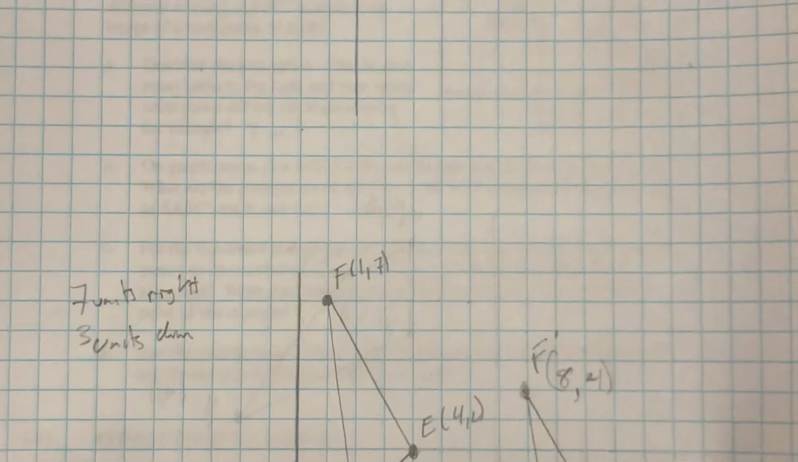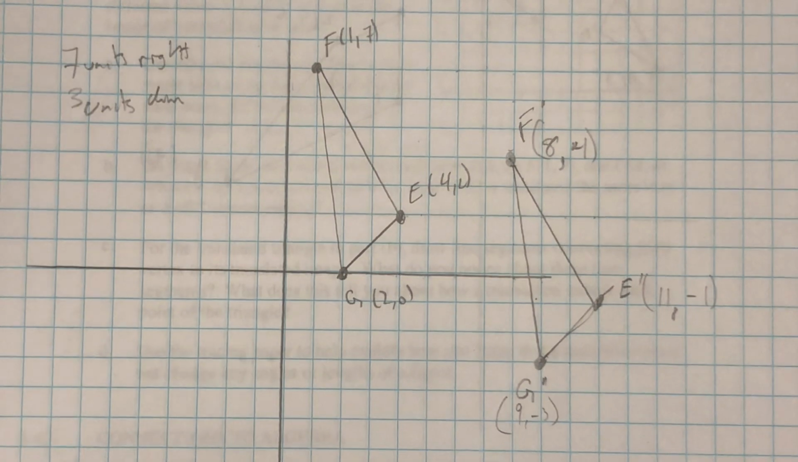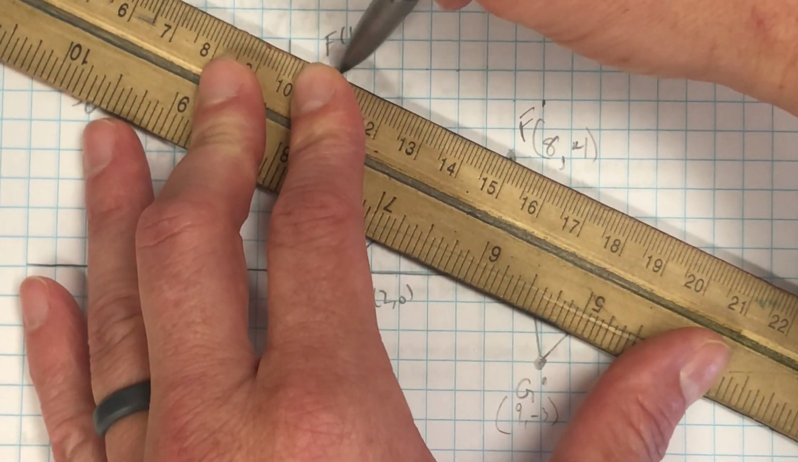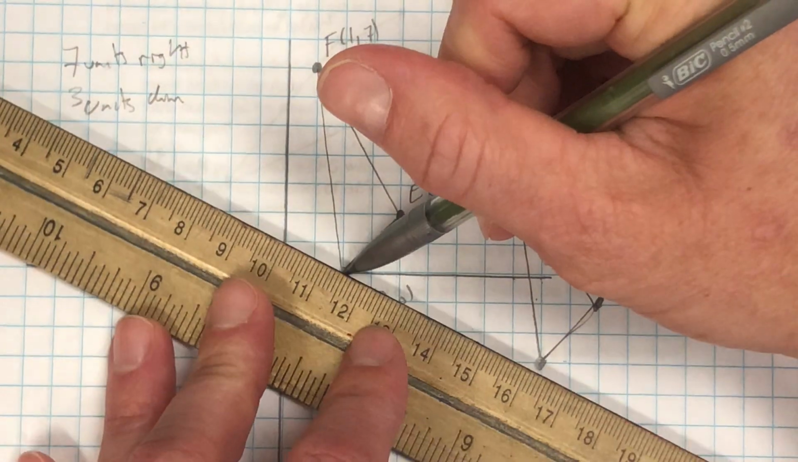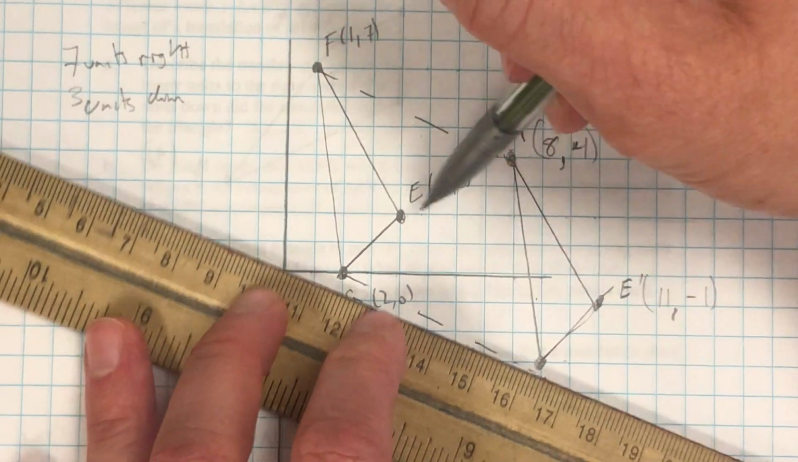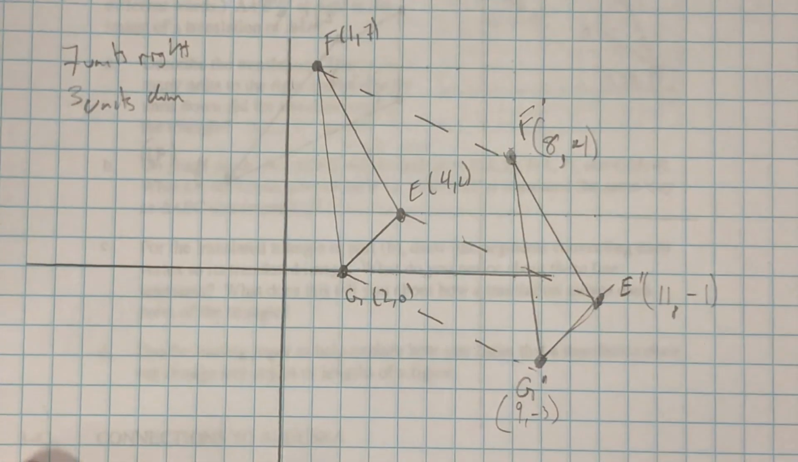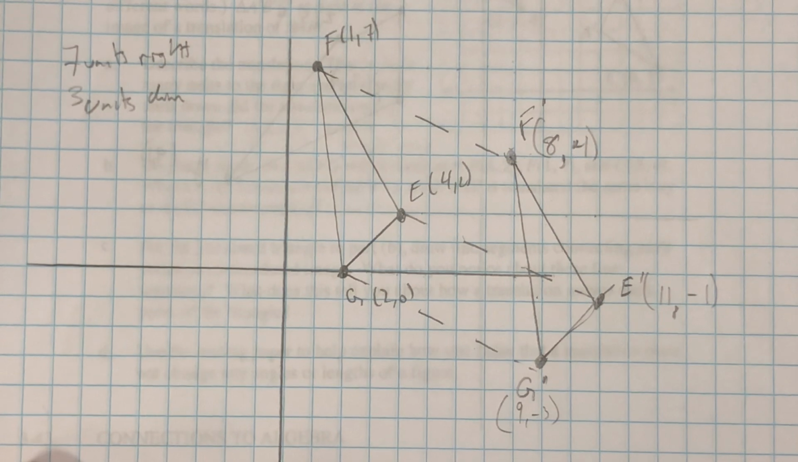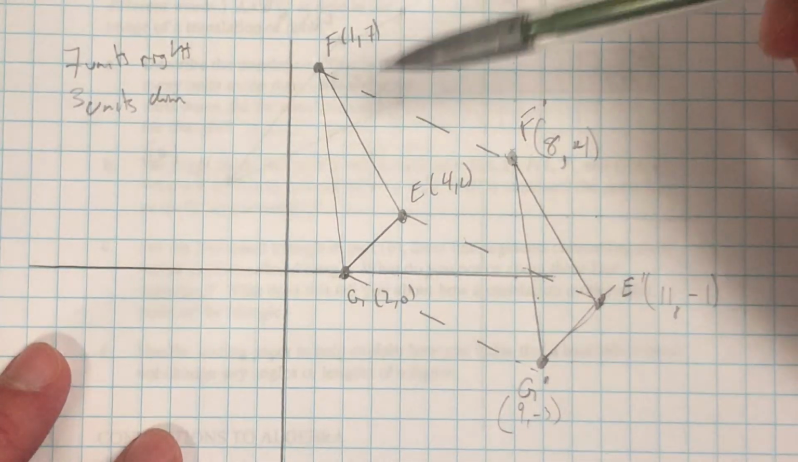Okay, so what this is saying is, let's make dashed lines. So F to F prime, G to G prime, and E to E prime. Okay, makes a pretty picture, right? If you're in art and stuff like that.